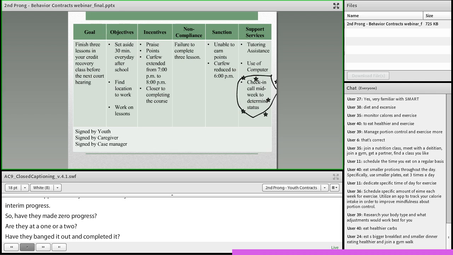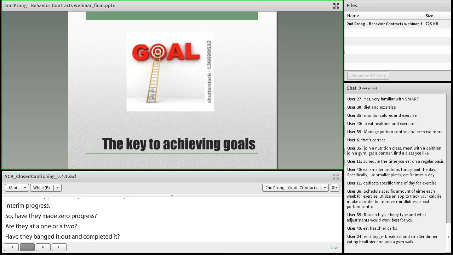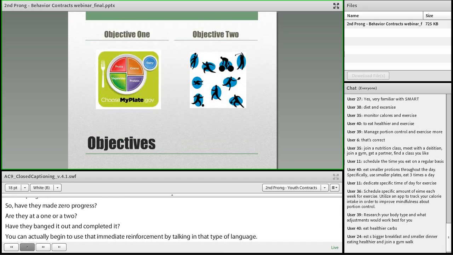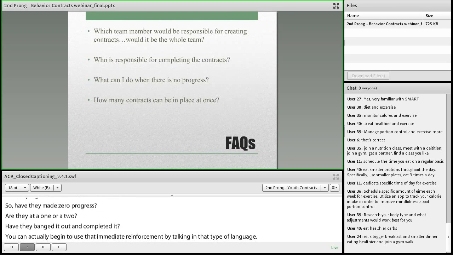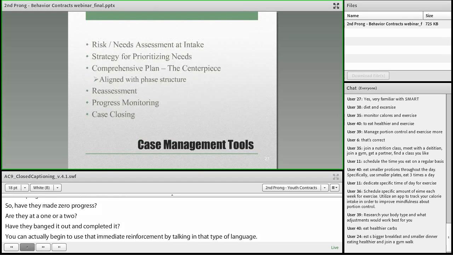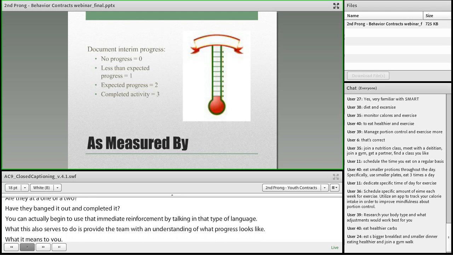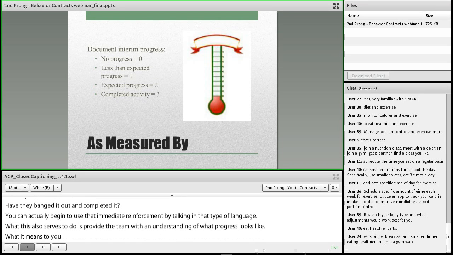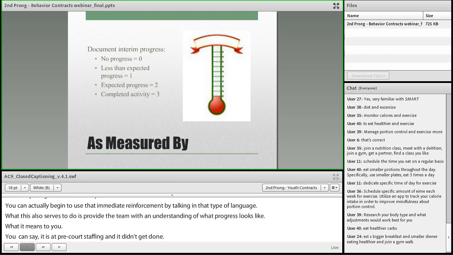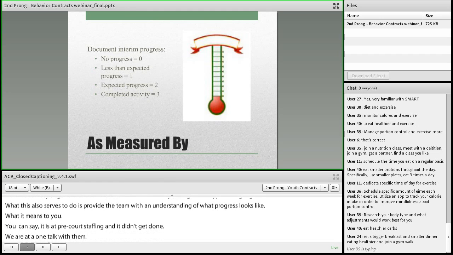What this also serves to do is provide the team with an understanding of what progress looks like, what it means to you. So, whoops, apologize guys, went a little too far. You can say, if at pre-court staffing it didn't get done, well, we're at a 1. I had a talk with him. He still didn't complete, but there was some progress. So I think we're kind of getting somewhere. But you'll be able to know objectively where you're at.